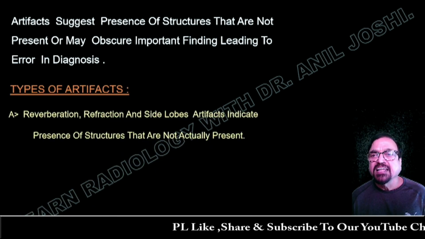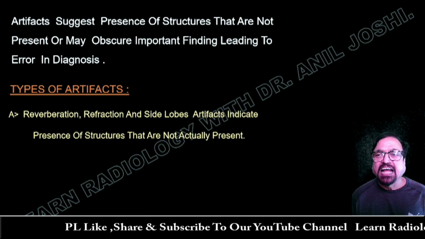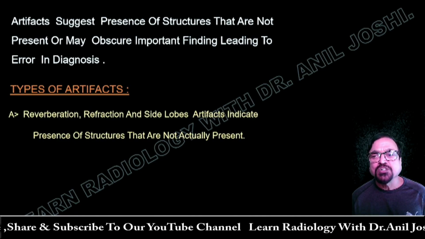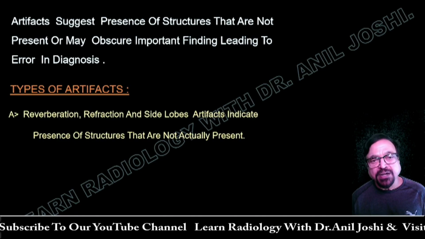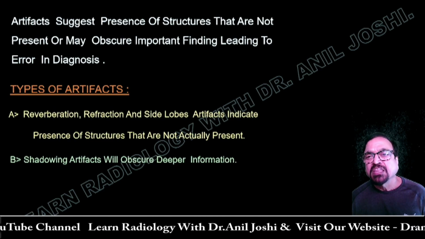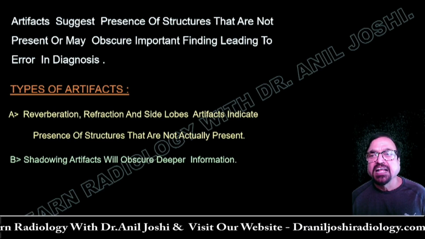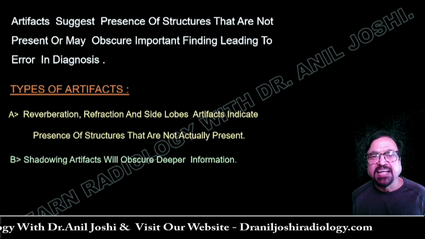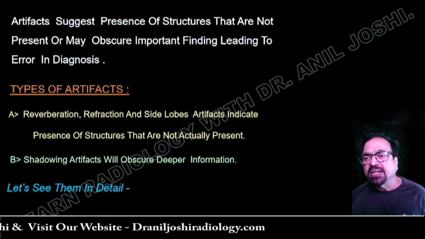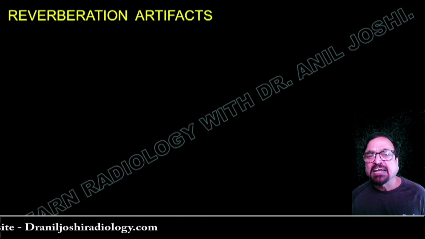First is reverberation, refraction, and side lobe artifacts. They indicate the presence of structures that are not actually present. Therefore, they are important. Now, shadowing artifacts will obscure deeper information. That is purely a fault of technique which is leading to the obscuring of the deeper structure. Now, let us see them in detail. This is important and we must know it before we take the machine in hand.